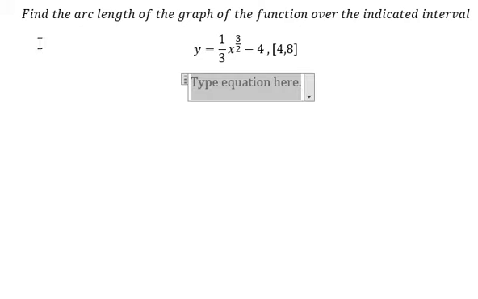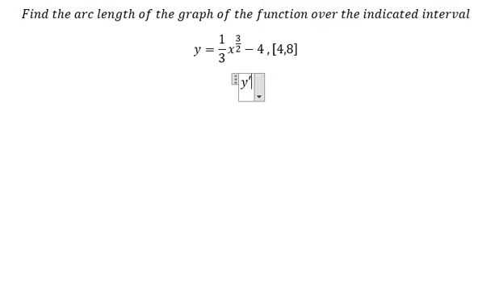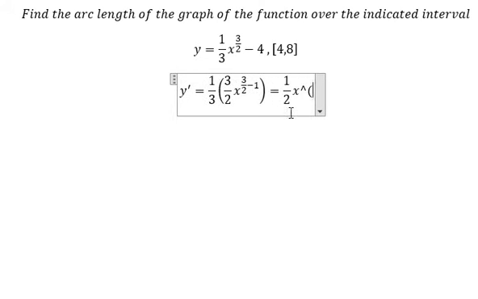Before we calculate the arc length, we need to find first the derivative of the function. So first, the derivative of s to the power of 3 over 2, we have 3 over 2 s to the power of 3 over 2 minus 1. We simplify and we have 1 over 2 s to the power of 1 over 2.